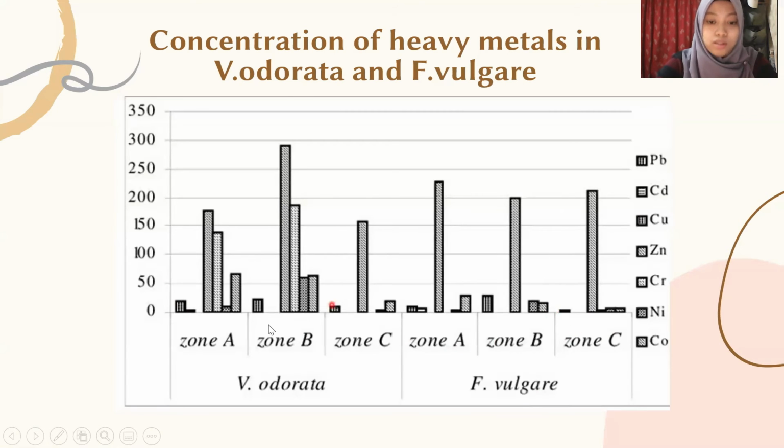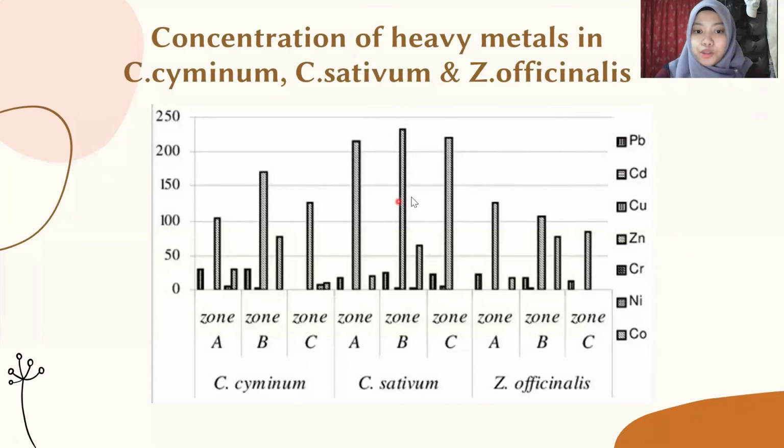Meanwhile, the highest contamination of the Cd metal is 4.89 microgram per gram, which is obtained from zone A. The figure shown here is the graph for the concentration of heavy metals that are present in these three herbal drugs, which are the C. saninum, C. sativum, and Z. officinalis, that are collected from three different zones.